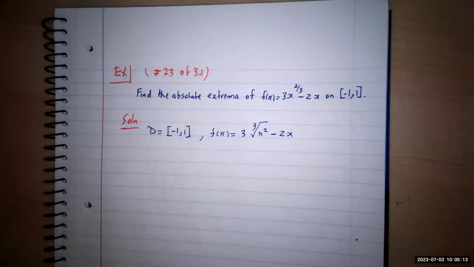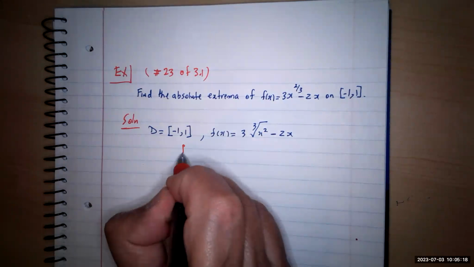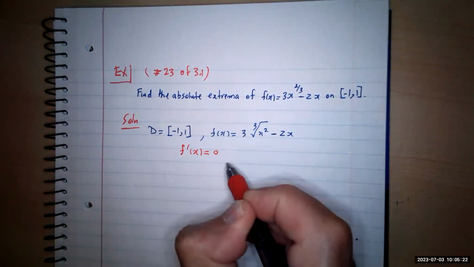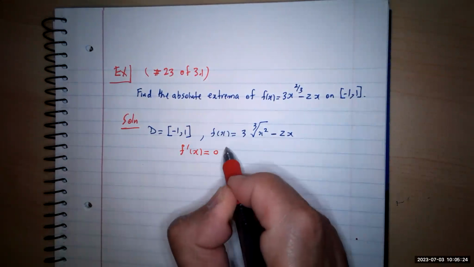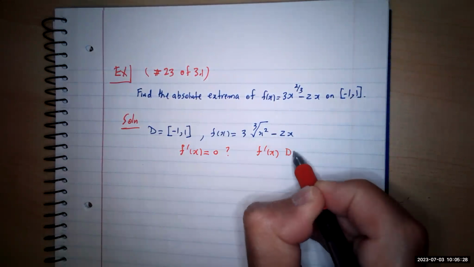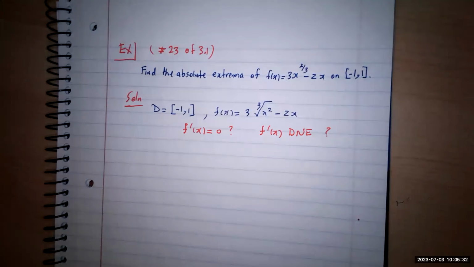You have to find critical values. We see this is a radical one, so we may get it from different sources. The sources are going to be f prime of x equal to 0, or f prime of x does not exist. So you have to check both of them in the case of the radical function. Automatically you will see it in the course of solving it. So let's differentiate.